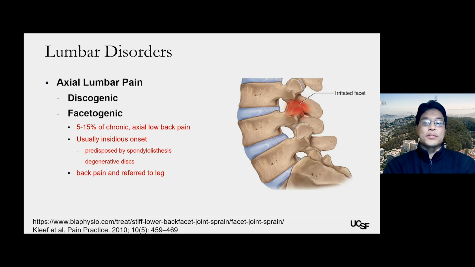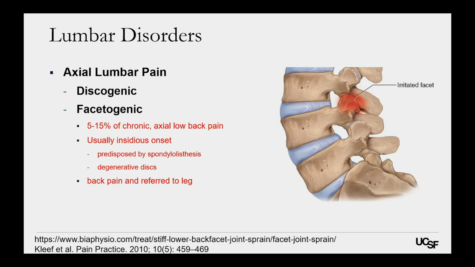Most commonly, facetogenic pain is the result of repeated stress or low-level trauma that accumulates over a lifetime, leading to inflammation and stretching of that joint capsule as possibly the shape of the joint changes. And there's insidious onset. Predisposing factors include a malalignment of the spinal column called spondylolisthesis or degenerative disc disease. And we'll be describing that in a few more minutes.